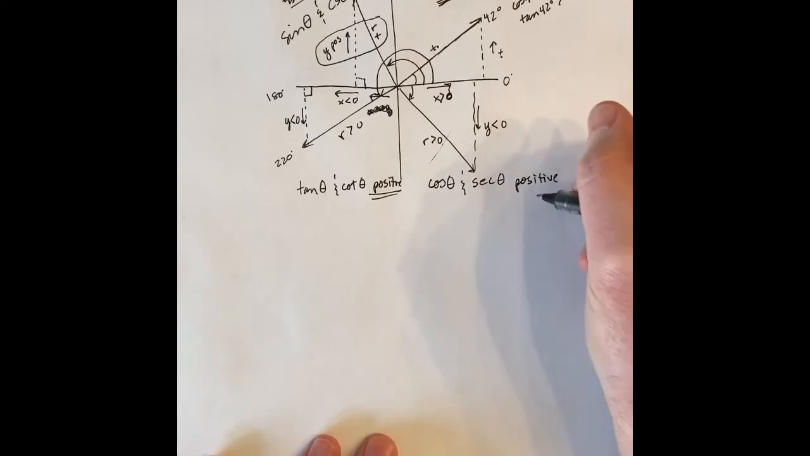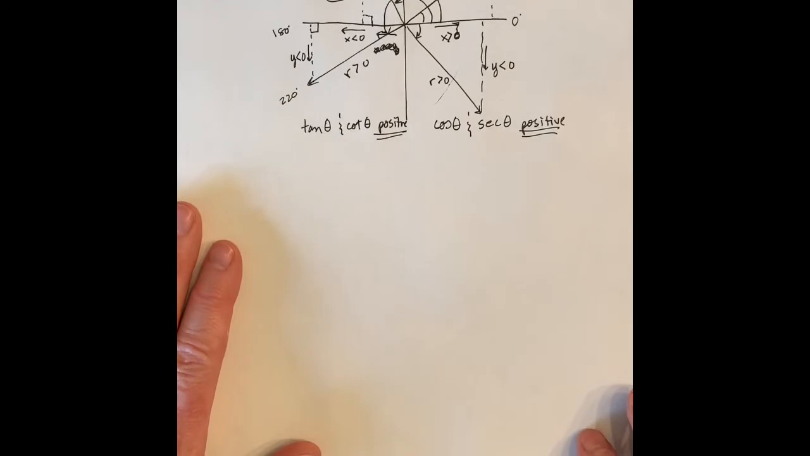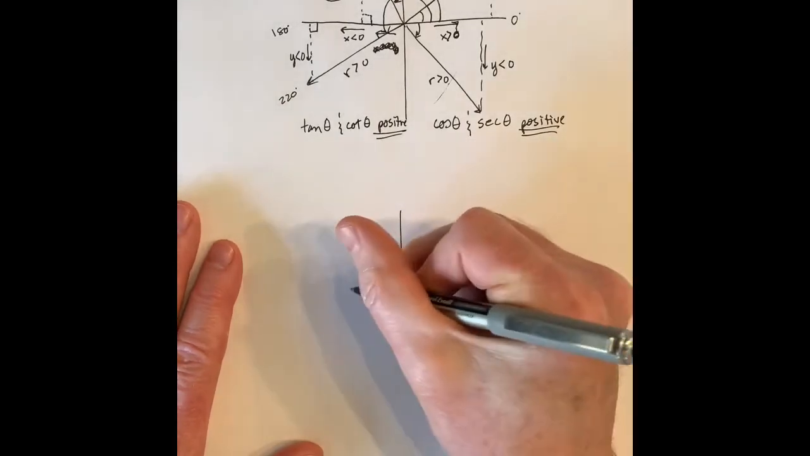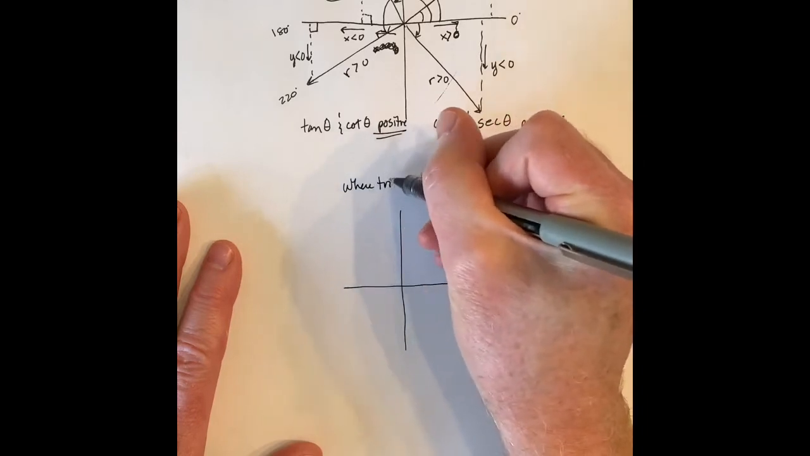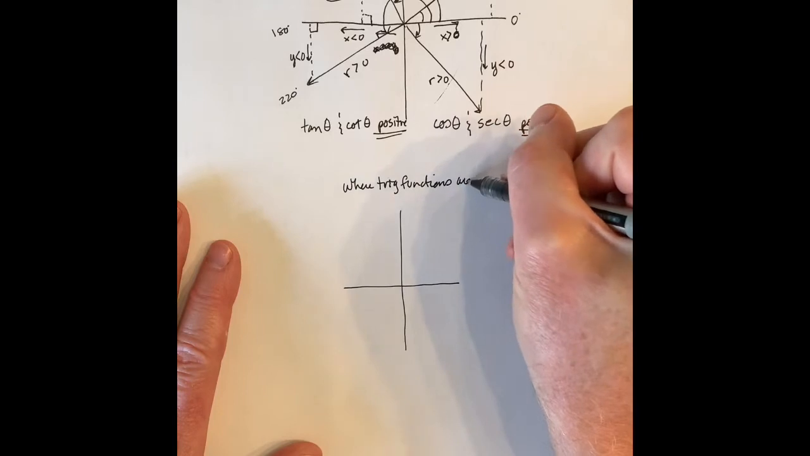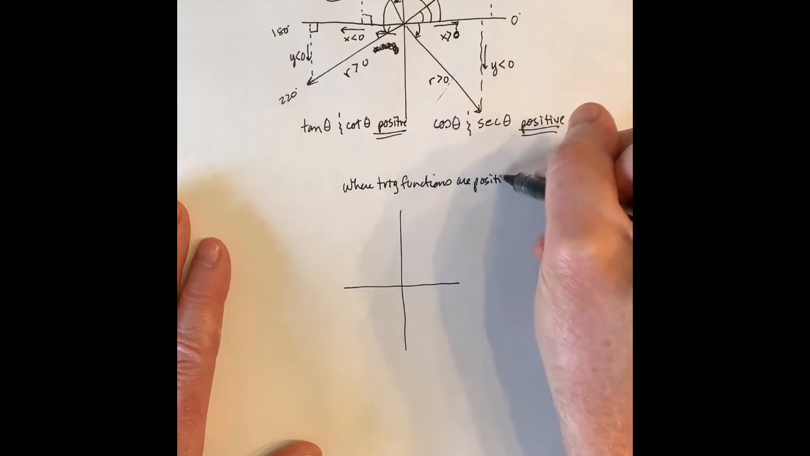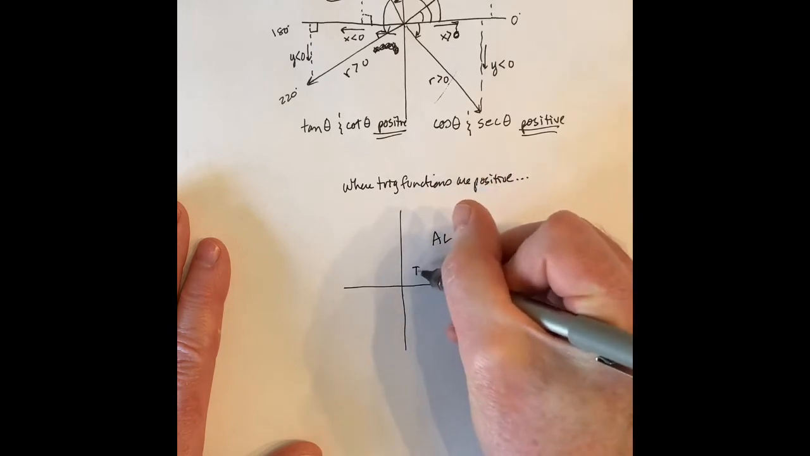Well, I've just explained all this, but a better way to think about it is a little shortcut we learned, and it looks like this. If you ever want to know where trig functions are positive, all of them are positive in the first quadrant.